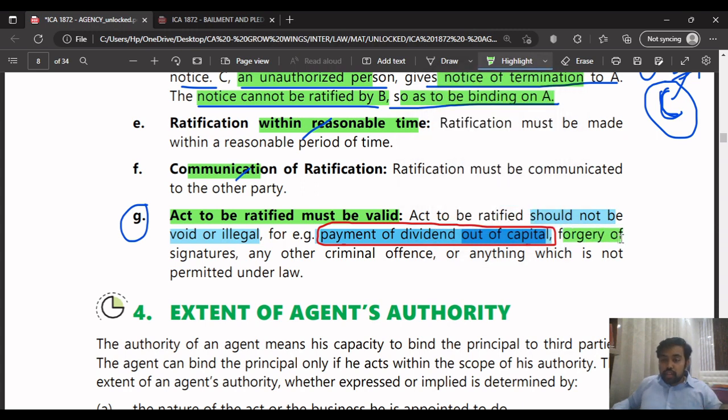Next, coming to the next point, forgery of signatures is also one of the acts which is illegal. This you can note: forgery of signature is illegal anyway, as is any other criminal offense or anything which is not permitted by law. So this was the important thing which I want to tell you here, which the students might skip if they have not studied it properly.